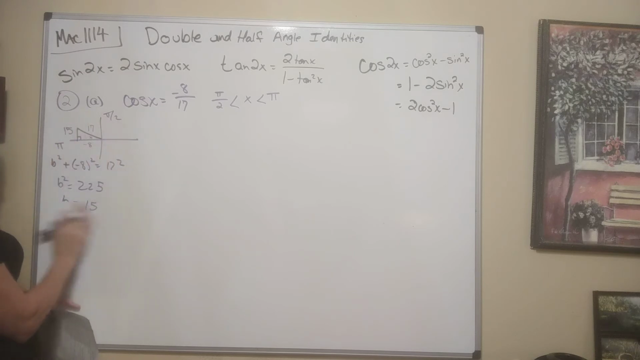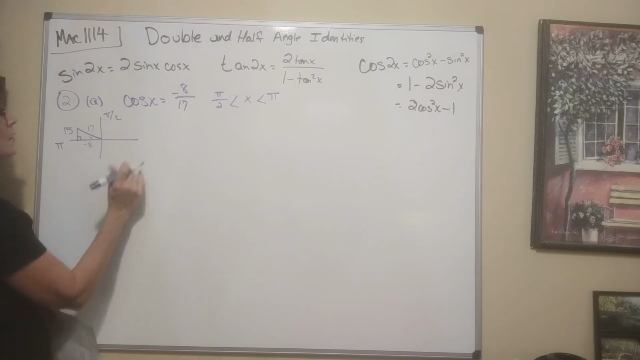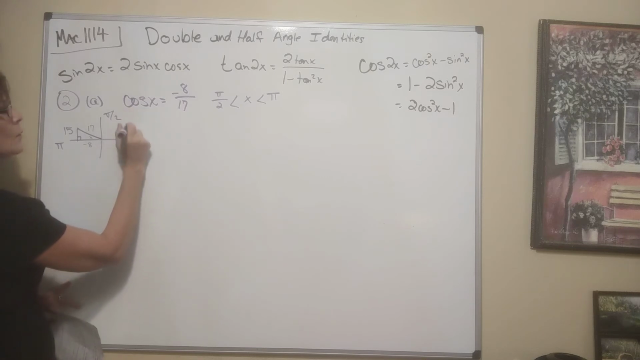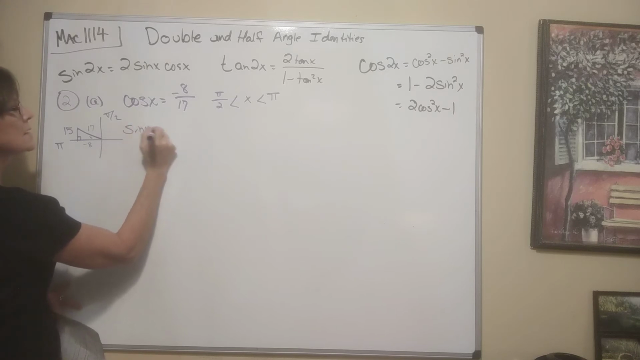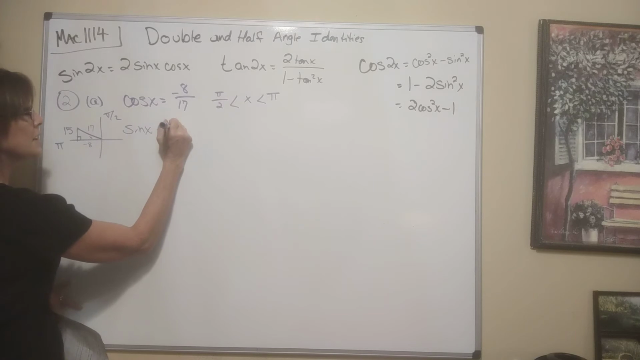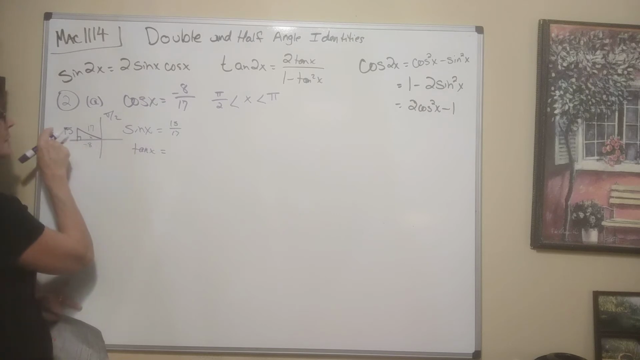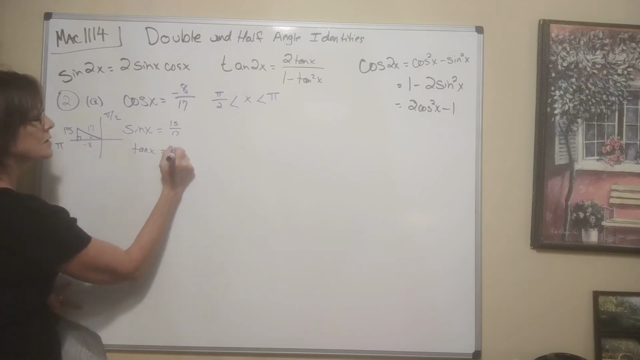So I'm going to erase this. I was just solving for b right here. Now, what is going to be important for me to know? Well, I know the cosine, and what is the sine of x? The sine of x is equal to opposite over hypotenuse, so it's 15 over 17. And let's go ahead and figure out what the tangent of x is. The tangent is opposite over adjacent, so it's negative 15 over 8.